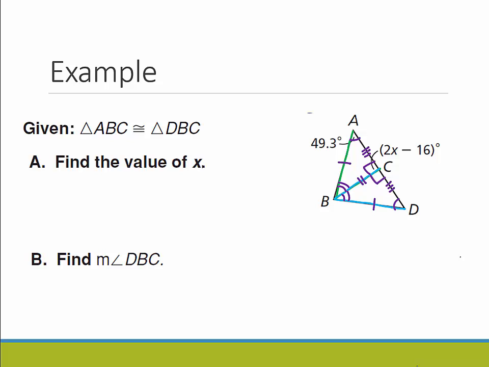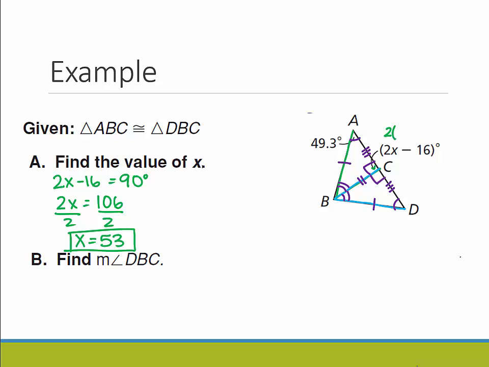So once we have this properly marked, we can find the value of x. So now the x right here is pointing to this 90-degree angle. So I know that 2x minus 16 has to equal 90 degrees. So if I add 16 to both sides and then divide both sides by 2, we get that x is 53.